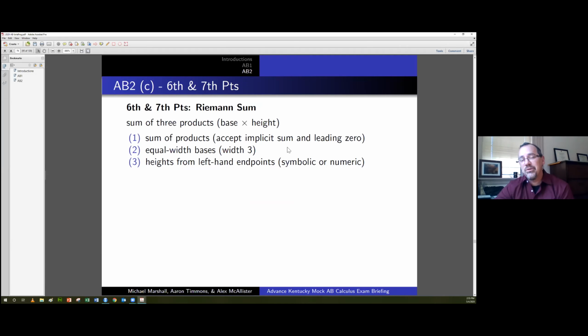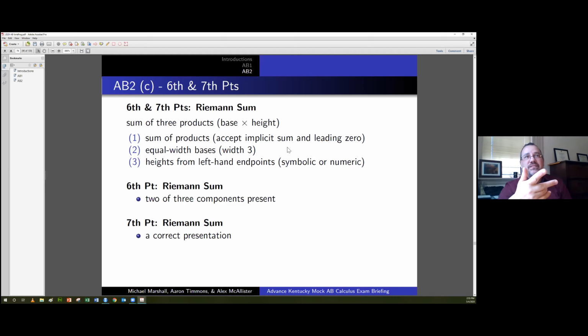For sum of products, we will accept an implicit sum. You might imagine, right, sometimes students stack their numbers vertically. We'll allow a leading zero. Right, that left-hand endpoint is zero, like all the way over on the left. And so we won't necessarily require product. We prefer it, right? But there's a little bit of space in there to be a little more generous with student grading. The equal width bases, we'll expect a width 3, and the heights have to be from the left-hand endpoints. We'll accept symbolic or numeric there.